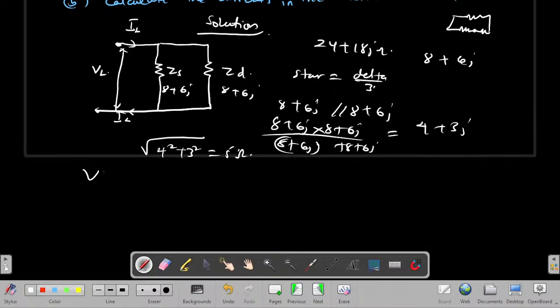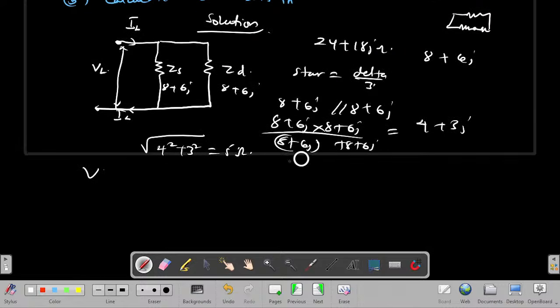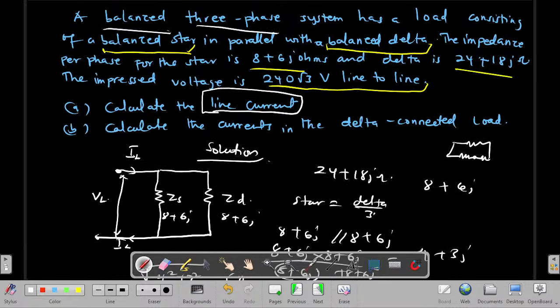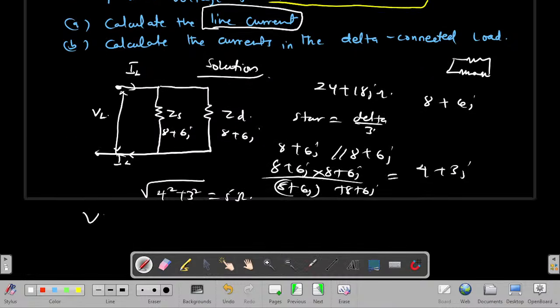What's the relationship? To find our phase voltage, because now we have per phase. Remember, let's see something here. The impedances I'm using here is per phase. The impedance per phase for star is this. The impedance per phase for the delta is this, right? So the impedance per phase is what we are using now. Therefore, since we have our line voltage given, I need to find the phase voltage in order to get the accurate line current.